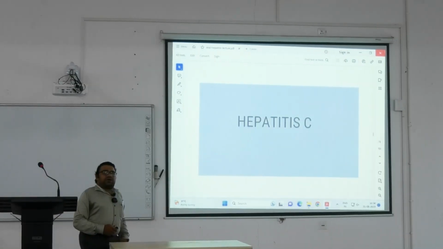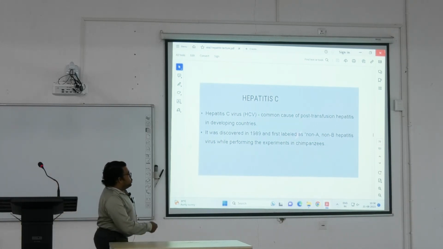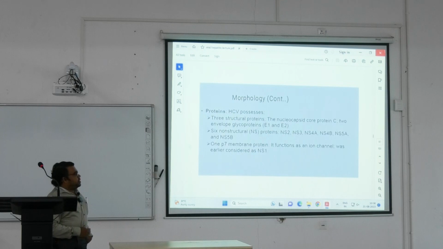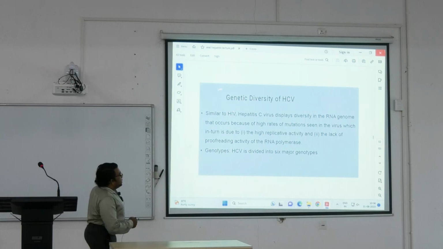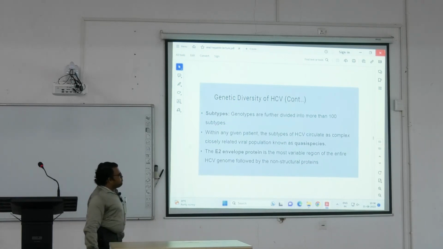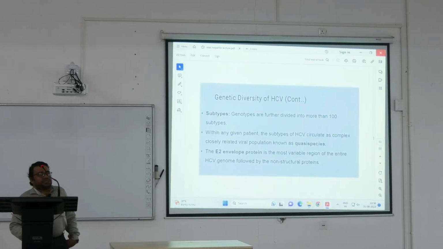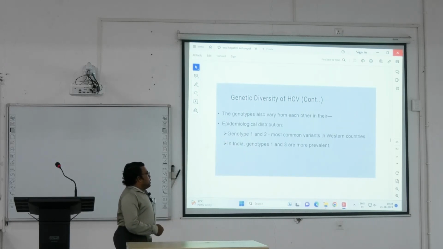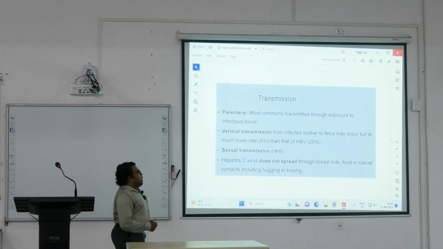Moving on, another important virus is hepatitis C virus. Hepatitis C virus is transmitted post-transfusion and by sexual route. It is an RNA virus, almost similar to HIV, and has 6 major genotypes. And if you have read about HIV in depth, you will understand there are quasi-species. In India, genotypes 1 and 3 are most prevalent.